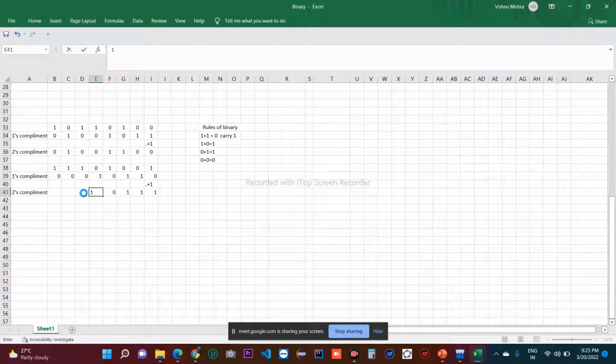This is 0 0 0 1 0 1 1 0. And what if I add 1 to it? What is 0 plus 1? 1. And nothing is in carry. 0 plus 1 is 1. Yes, so I have written 1 only. And now we don't have any carry forward. So we'll write as it is. 0 0 0 1 0 1 1.